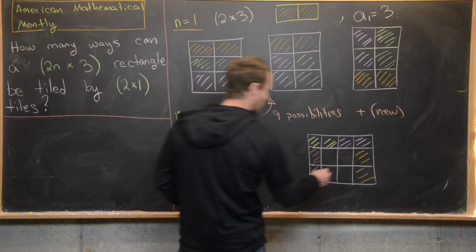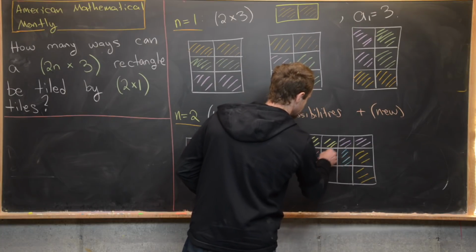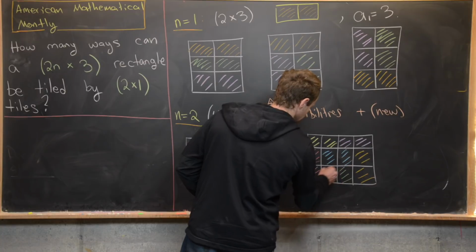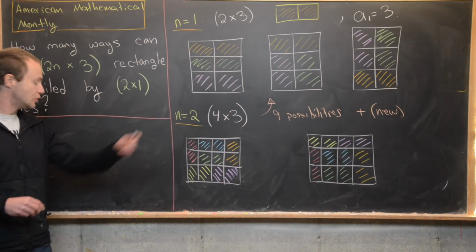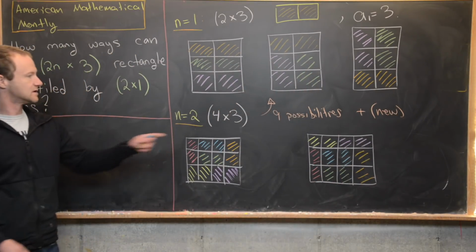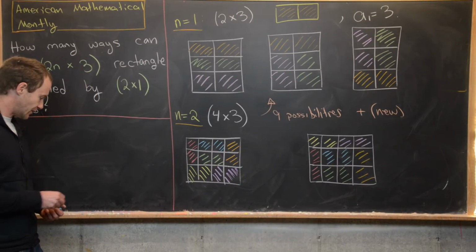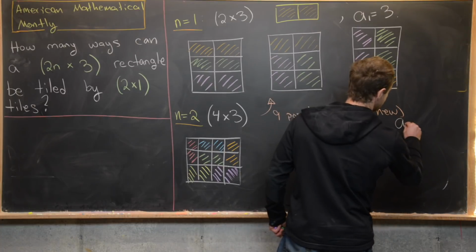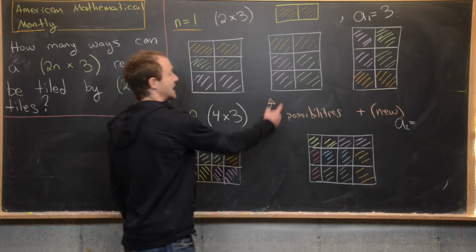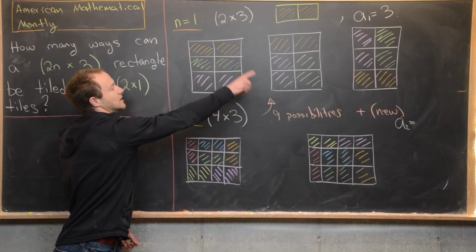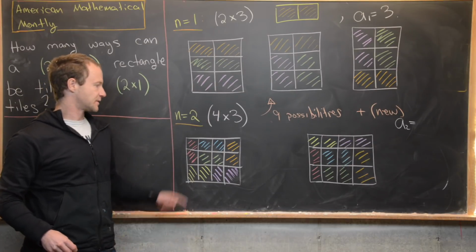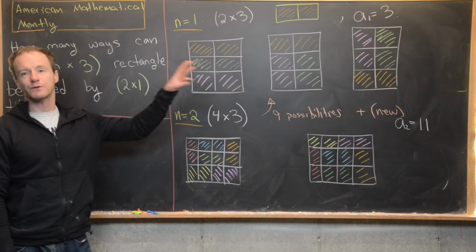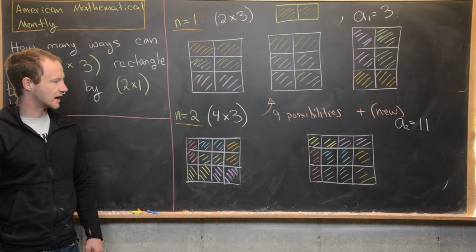So maybe we could have one of those be blue and one of those be green. So that gives us 2 more possibilities. So let's see. That means that we can count up our a sub 2, and our a sub 2 will equal 9 from building it out of 2 choices of these, plus 2, or a sub 2 is equal to 11. So we've got our first 2 cases taken care of.